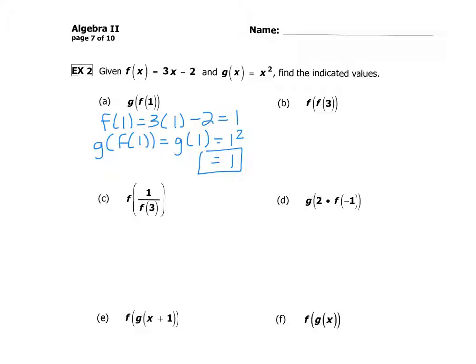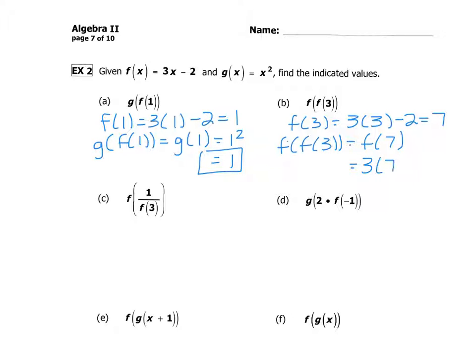We have f of f of 3. Always start with the inside, and let's find f of 3. So f of 3 equals 3 times 3 minus 2 equals 7. All right, so here's what we have. f of f of 3 equals f of 7, because the f of 3 equals 7. So now we're finding f of 7, and this equals 3 times 7 minus 2 gives us 19. All right, let's go on to C.